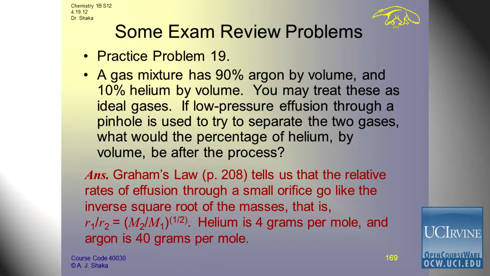Okay. So a gas mixture has 90% argon by volume and 10% helium by volume. You may treat these as ideal gases. If low pressure effusion through a pinhole is used to try to separate the two gases, what would the percentage of helium by volume be after the process? Now, we're not going to sit here while people work out the whole problem. Take a minute to think about it, write out whatever you want, think about how you address this problem, and then we'll go over it together. Okay?